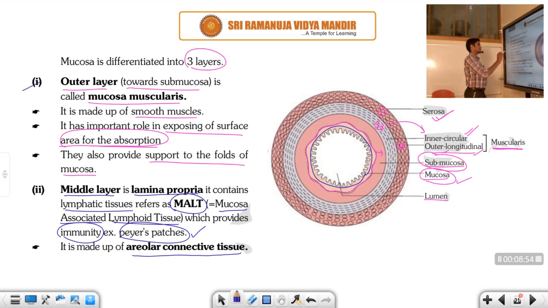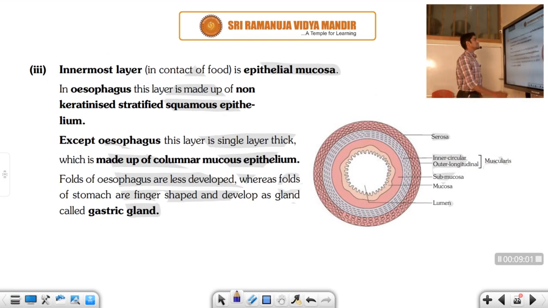So the first part we discussed, the second part we discussed now, and the third layer you can see, student, that is the innermost layer, right? Innermost layer, it is also called the epithelial mucosa, right? Epithelial mucosa. So this epithelial mucosa, what it can do, it is found in the esophagus, food pipe. It is made up of the non-keratinized stratified squamous epithelium. That means it doesn't have any keratin. Okay, don't have any keratin in this case.